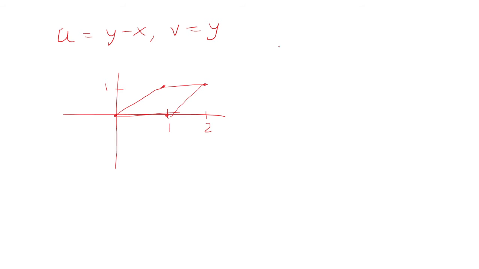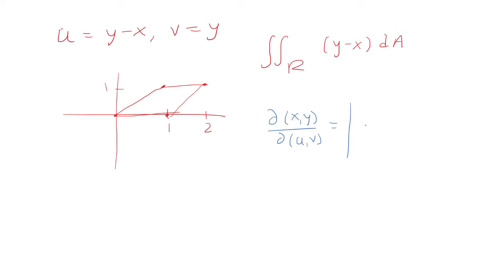Okay, so the integral we're interested in is the double integral over the region of y minus x dA. So we want to make a transformation, and for that we're going to solve for the Jacobian first. So that's going to be partial of x comma y over partial u comma v. And we know that this is going to be partial of x with respect to u, partial x with respect to v, partial y with respect to u, partial y with respect to v. Okay, so then we'll evaluate this.